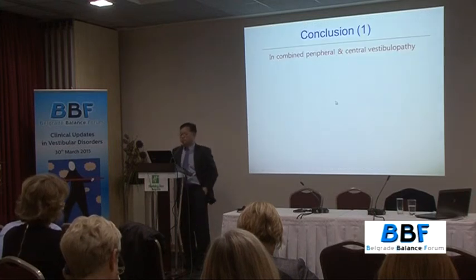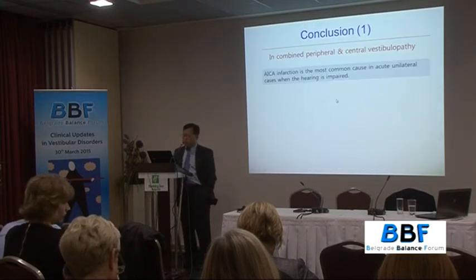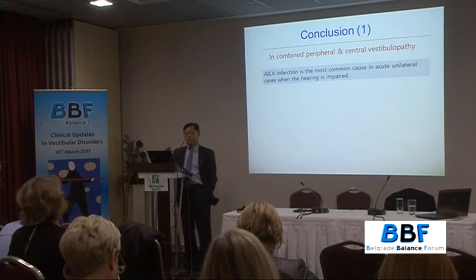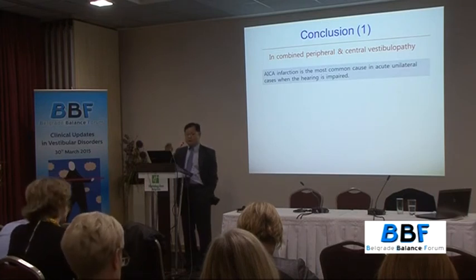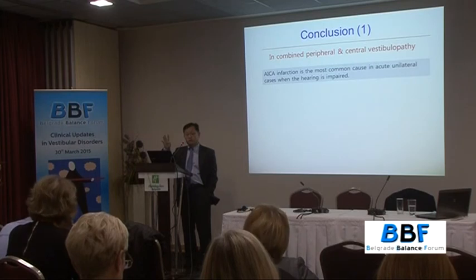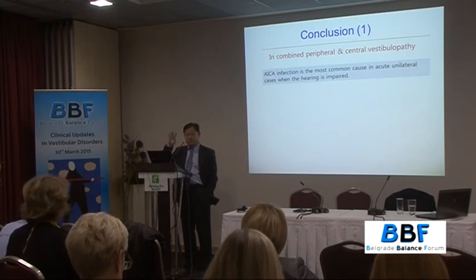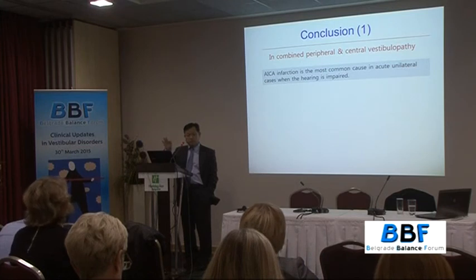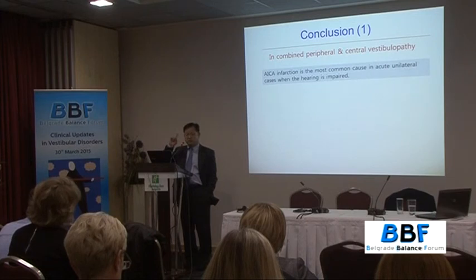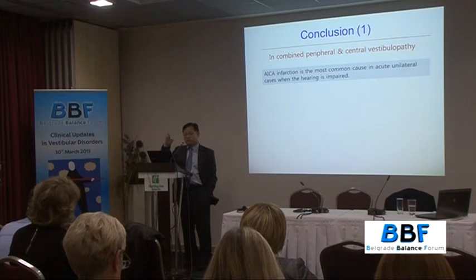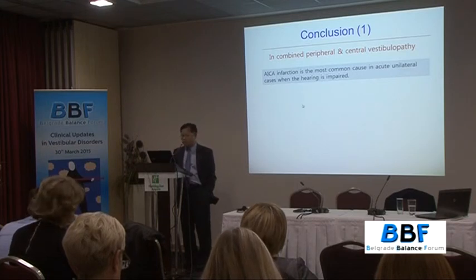So this is the conclusion. In patients with combined peripheral central vestibulopathy, as I told you before, think of AICA infarction when acute and unilateral, and CP angle tumor when chronic and unilateral. And when acute bilateral, think about Wernicke, and in chronic bilateral cases, you may think about degenerative conditions, including CANVAS, CAVA, and SCA6.